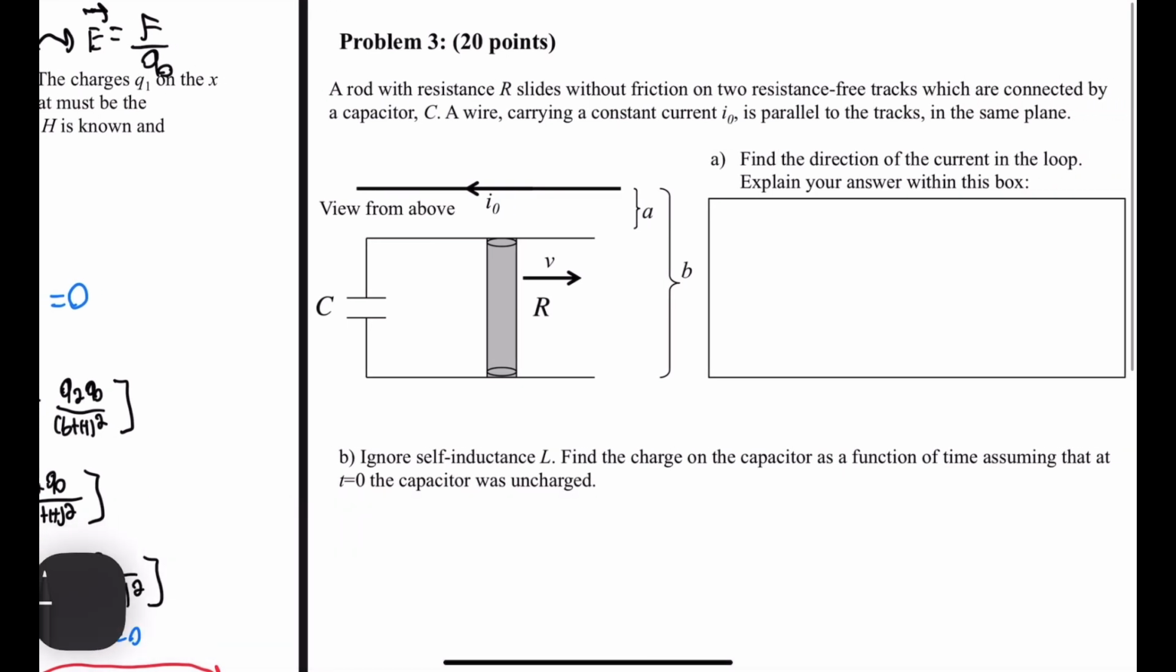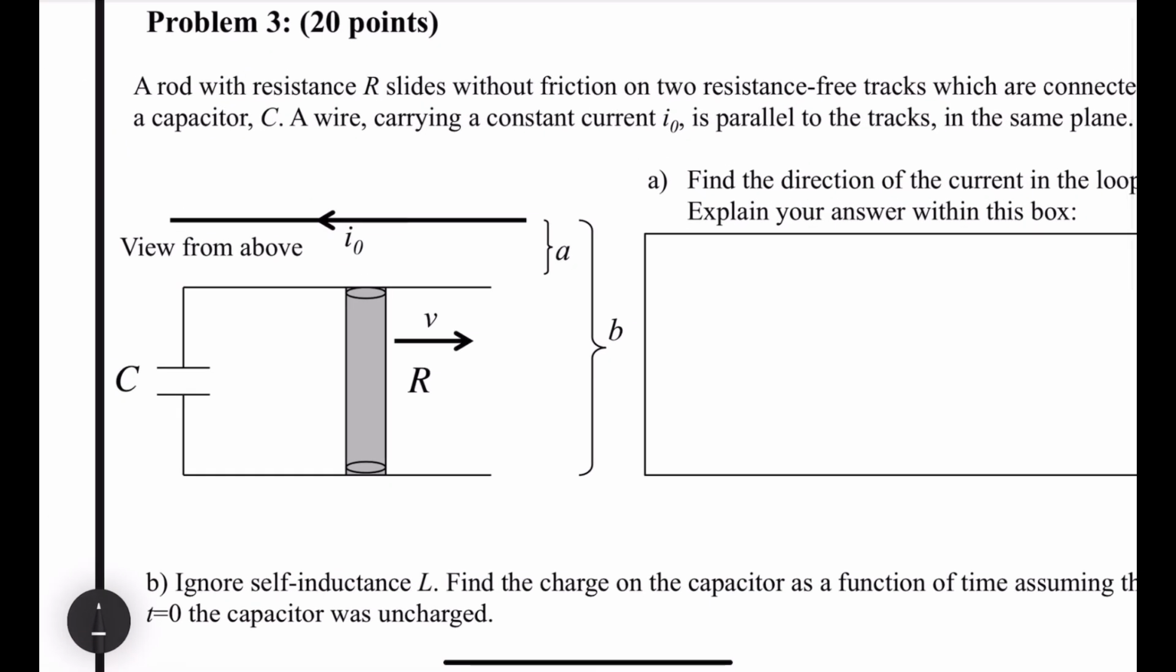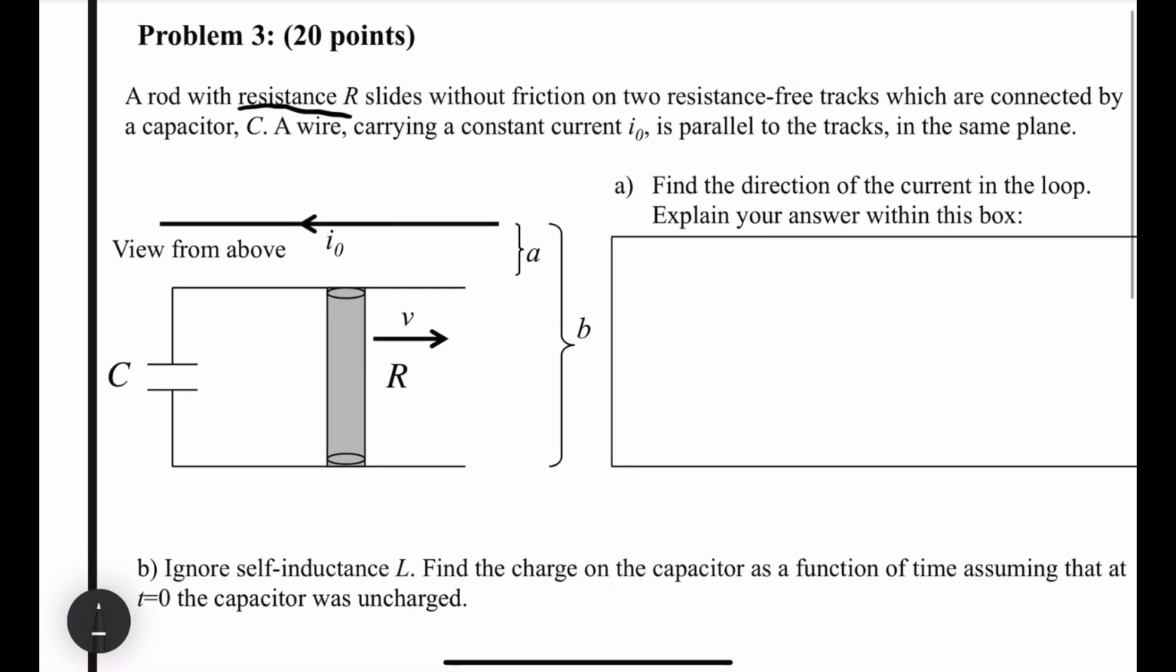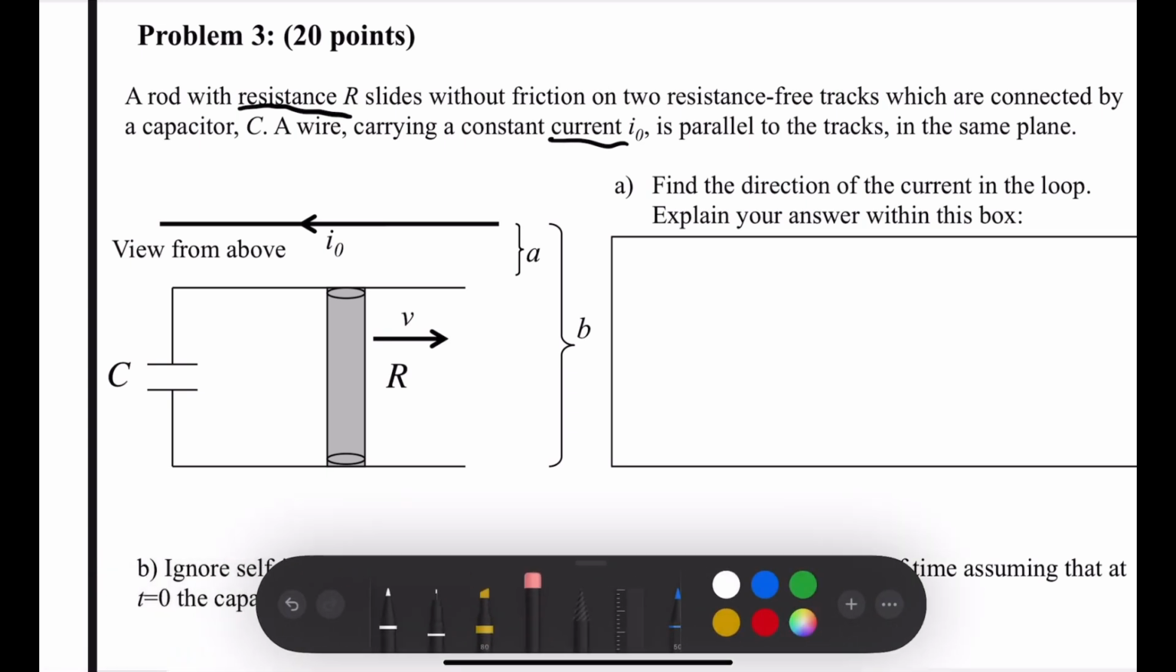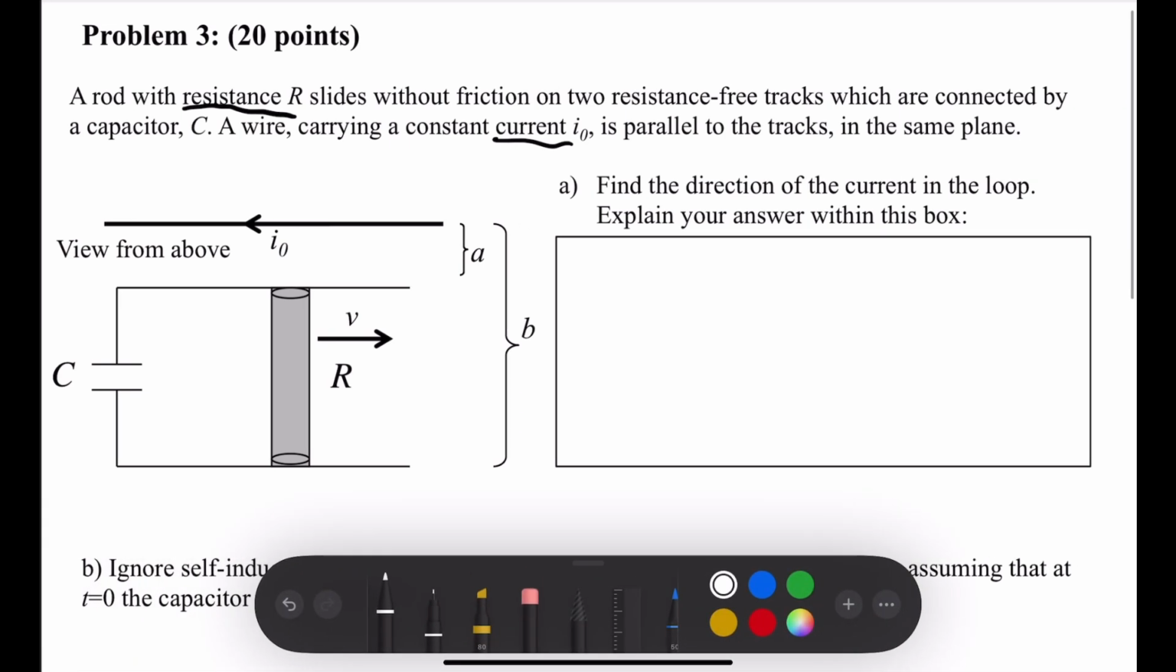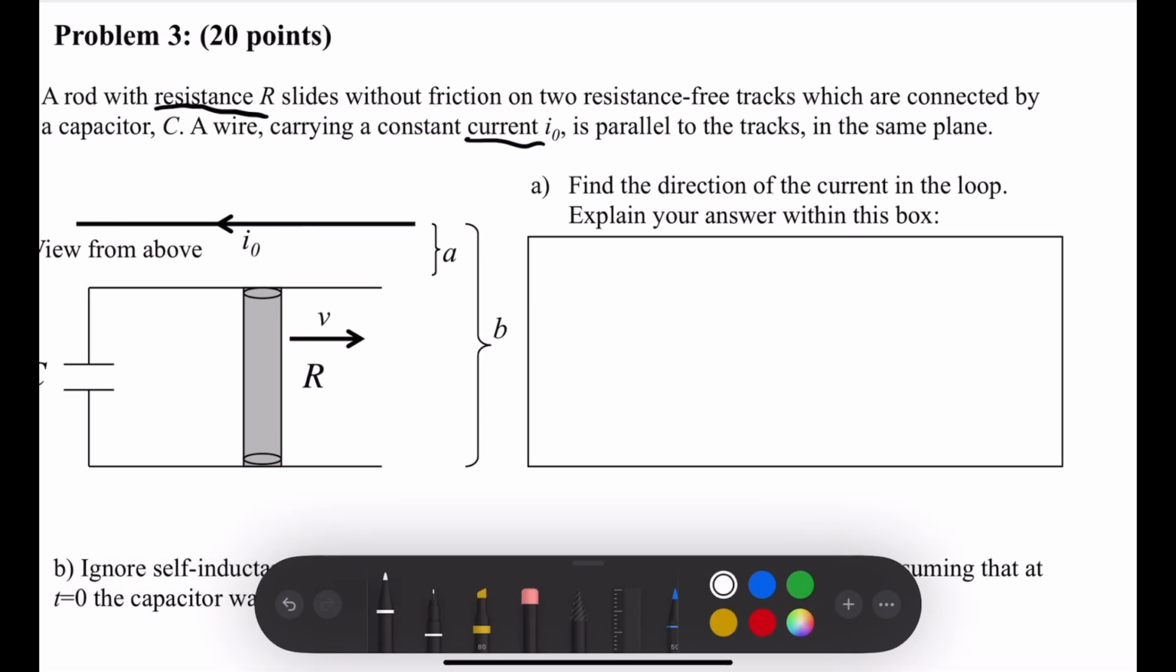For problem number 3, we have a rod with resistance R. So it's important to check if it has or doesn't have resistance. In this case, it does. It slides without friction on the tracks to capacitor C. A wire carrying a constant current I0 is parallel to the tracks as shown, and it wants us to find the direction of the current in the loop. And it wants us to explain our reasoning for that.